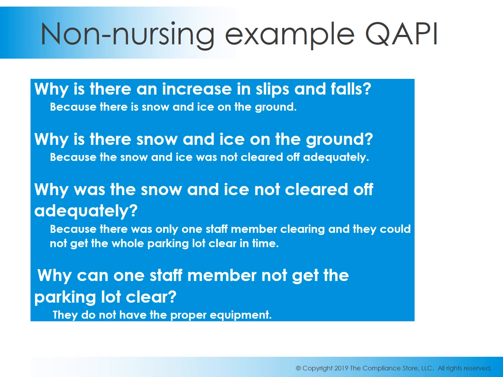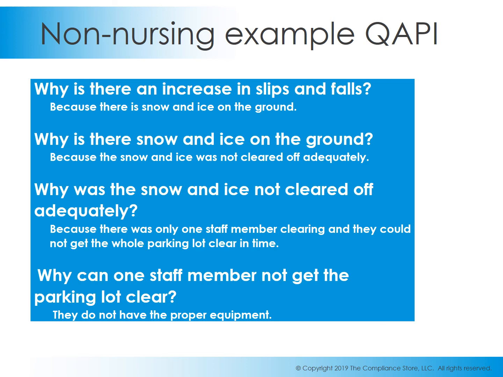The committee decides to use the 5 whys to figure out why there is an increase in falls. Why is there an increase in slips and falls? Because there is snow and ice on the ground. Why is there snow and ice on the ground? Because the snow and ice was not cleared off adequately. Why was the snow and ice not cleared off adequately? Because there was only one staff member clearing and they could not get the whole parking lot clear in time.